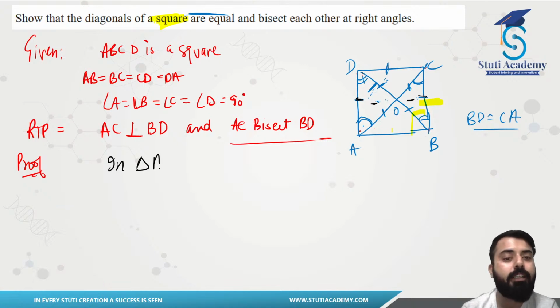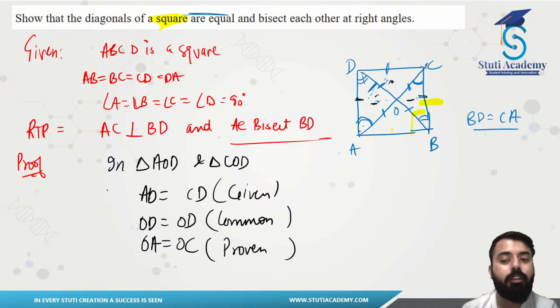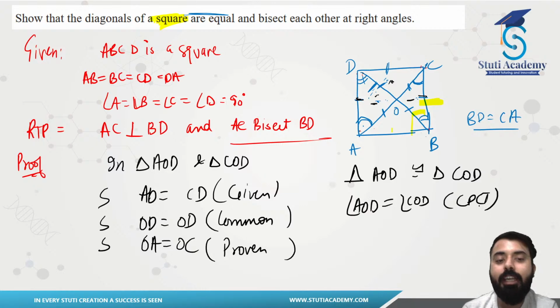That means in triangle AOD and triangle COD, we are going to take these two adjacent triangles. I know AD is equal to CD, I know OD is equal to OD, and I know OA is equal to OC. This is given, this is common, and that one is proven, right? So side, side, side, triangle AOD is congruent to triangle COD, and you can easily say both of the triangles are congruent, and you can say angle AOD is equal to angle COD, CPCT, and you can take the linear pair as well.